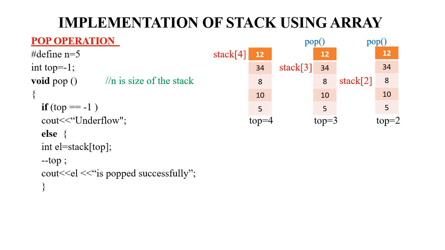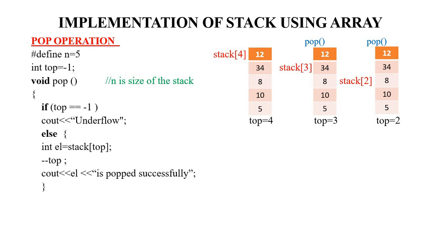To perform the pop operation, we also have to check for the underflow condition, whether the stack is empty or not. Else, I'm saving the topmost element in the array. What is the top value? My top value is 4. So stack of 4. What is available at the stack of 4? 12 is available at the stack of 4. I'm saving 12 at EL, the memory location EL. Then I'm decrementing the top value.